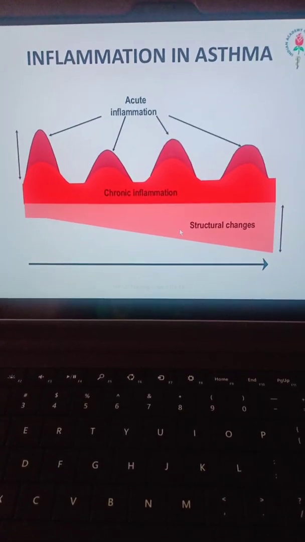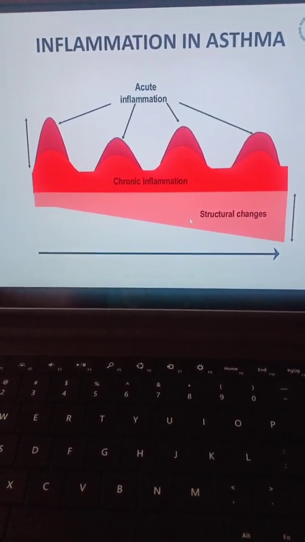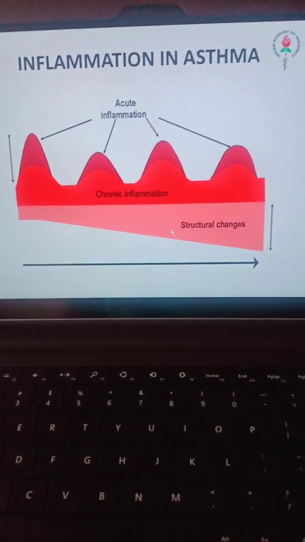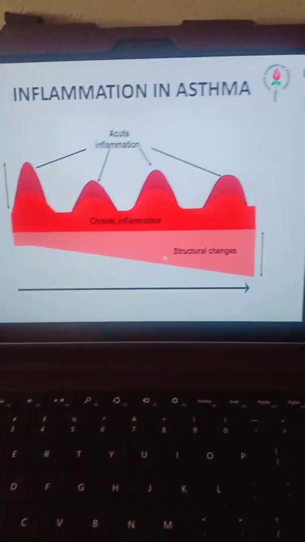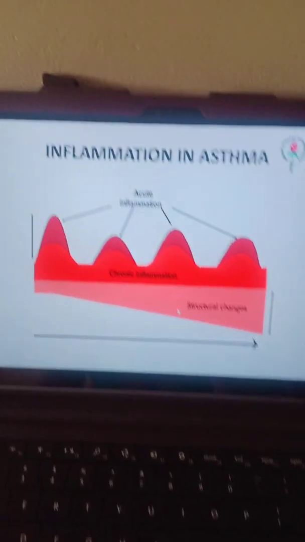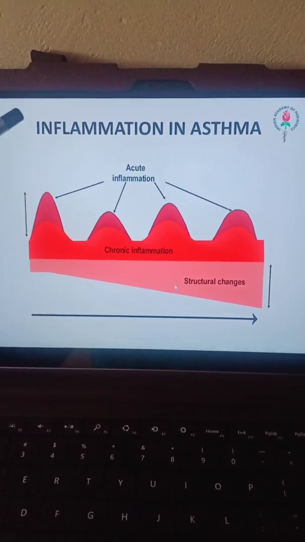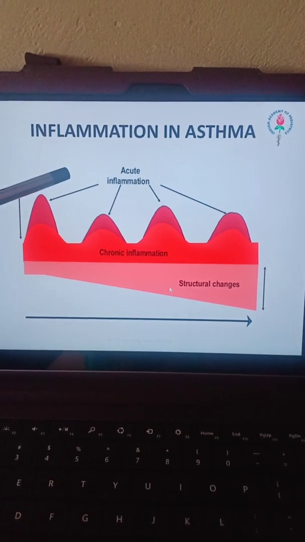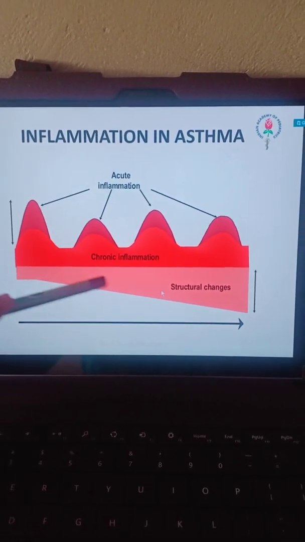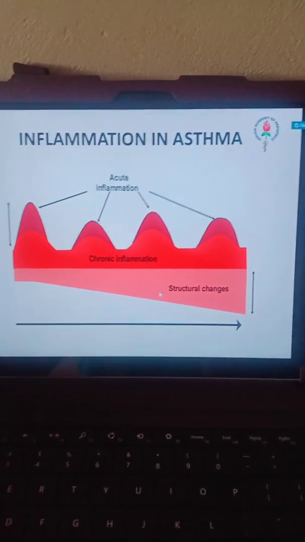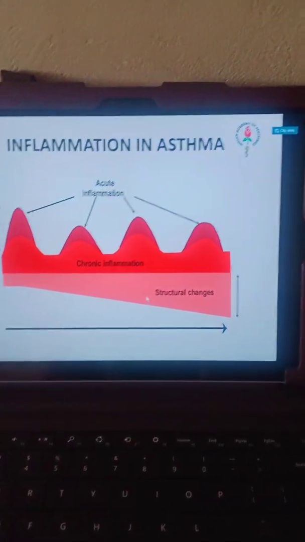So there is inflammation in asthma. First there is acute inflammation, then there is chronic inflammation, which leads to structural changes. Acute inflammation leads to chronic inflammation, and there are structural changes over a period of time.